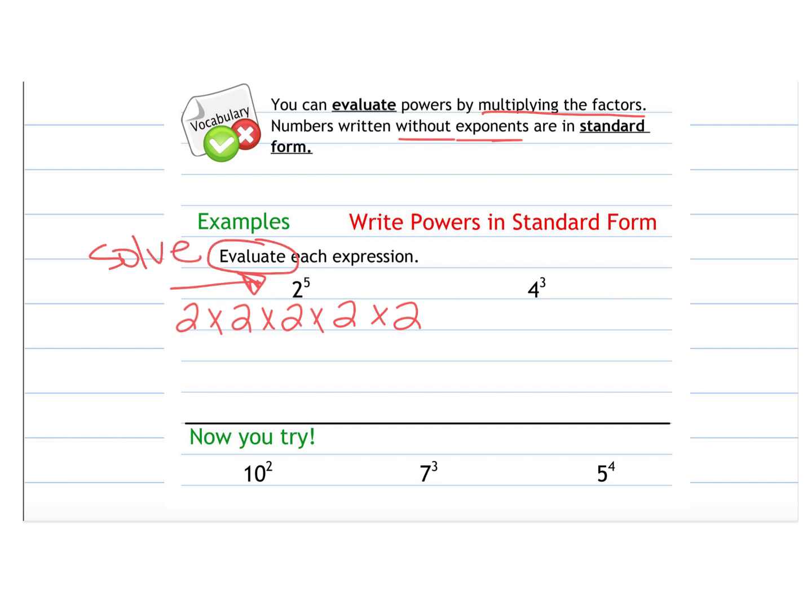Okay, so one way we can do this, because multiplying is commutative, so we can do it in any order, is I know that 2 times 2 is 4, and I know that another 2 times 2 is 4. So we have 4 times 4 times 2. Otherwise, of course, you could do 2 times 2 is 4, times 2 is 8, times 2 is 16, times 2 is 32. Otherwise, we have 4 times 4 is 16, times 2 is also 32.